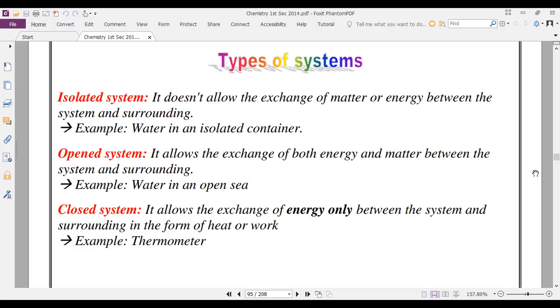A closed system is a third example. It allows the exchange of energy only, not matter, between the system and surrounding in the form of heat or work, as a thermometer. If you put a thermometer in a hot cup of tea, what happens? I think energy will transfer to the thermometer only, not to the surrounding.